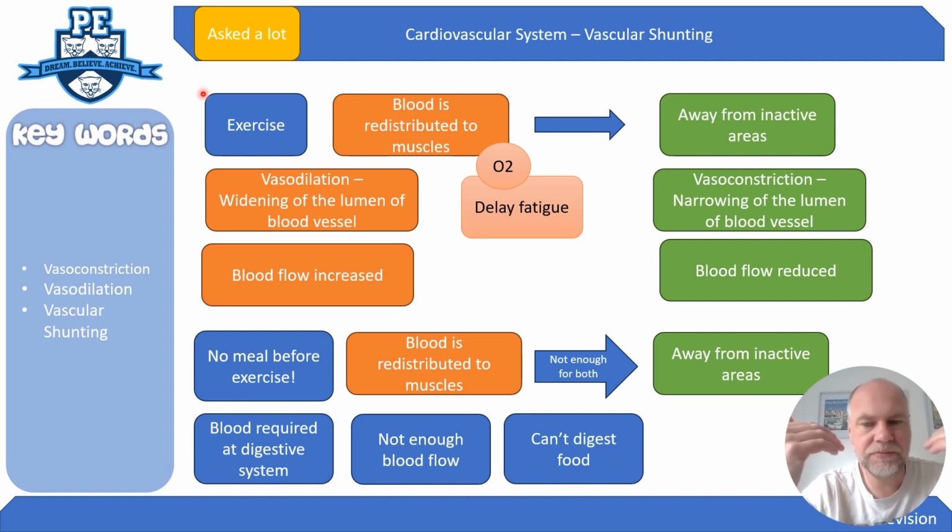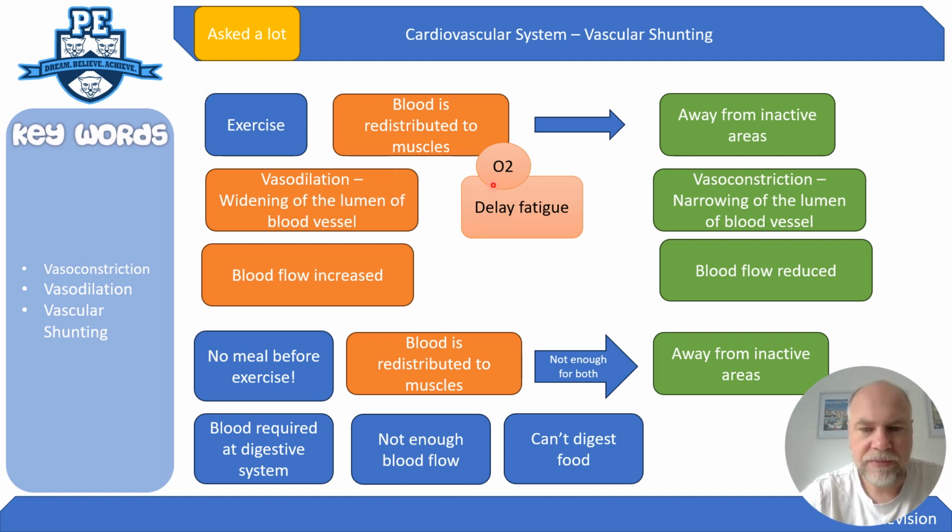That's what the process of blood redistribution is. The vascular shunting concept is where the mechanisms behind it, where we will change the shape of our blood vessels, the arteries, to make that happen. So when we start exercising, we all know that blood is needed at our working muscles with oxygen.